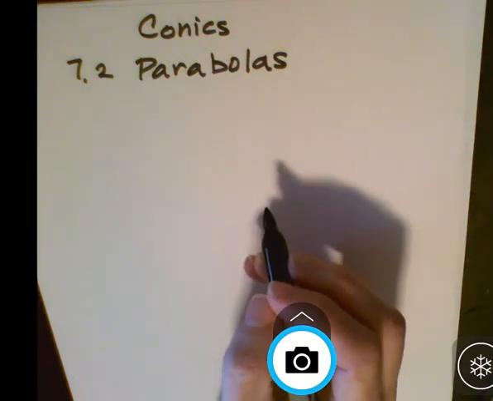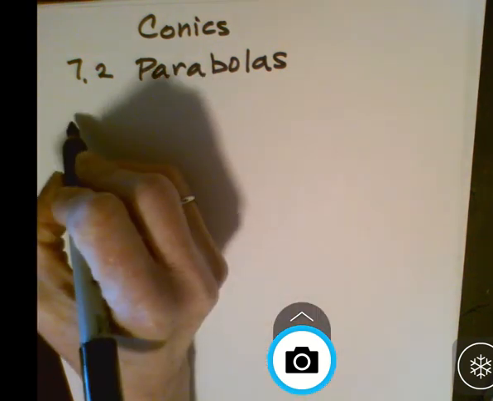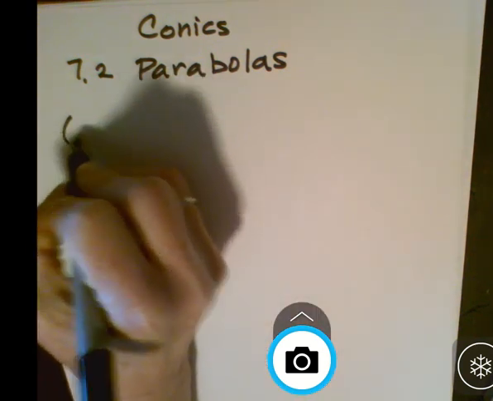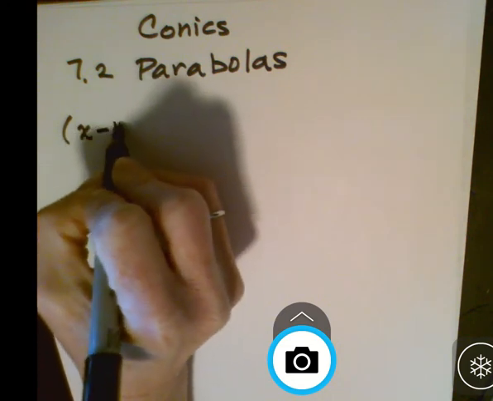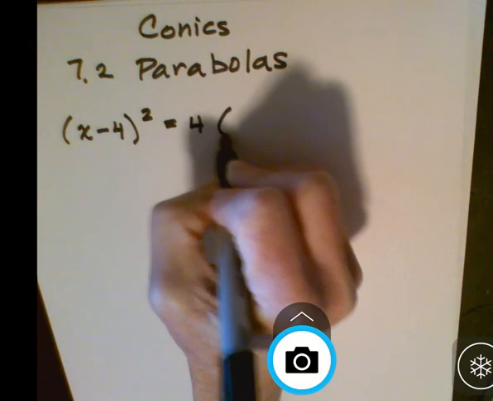This is a review of the conic sections, 7.2 Parabolas. Let's look at an equation for a parabola and break it down into some information that we can get from this form.